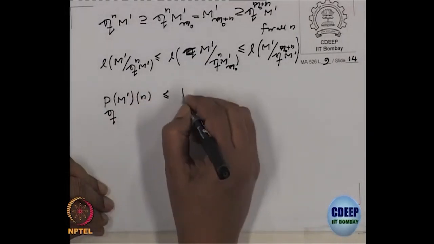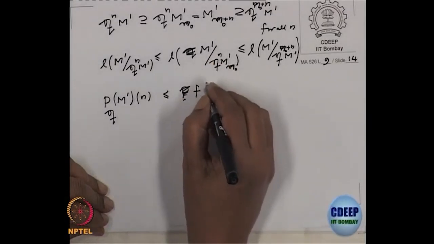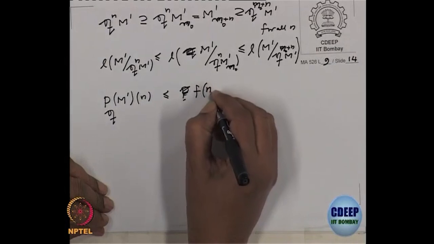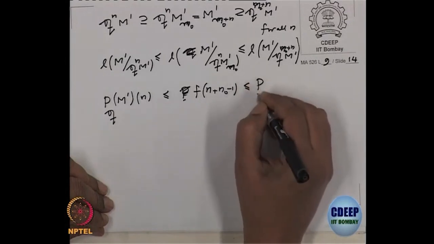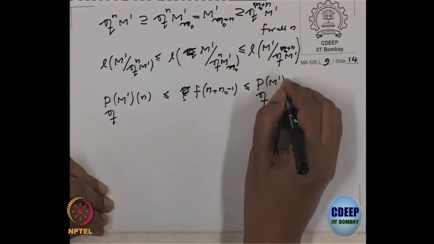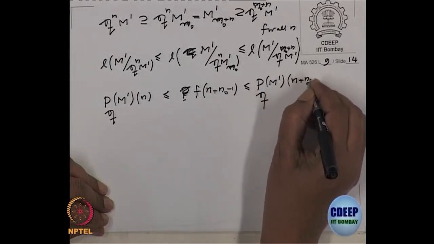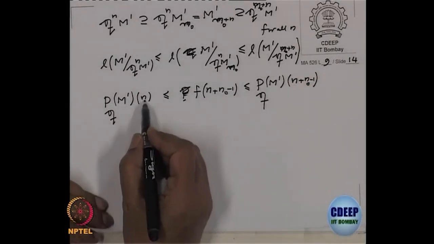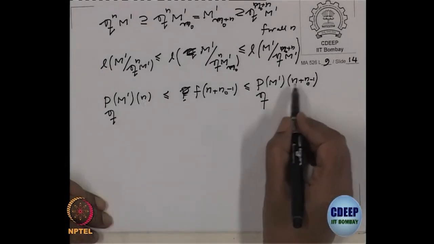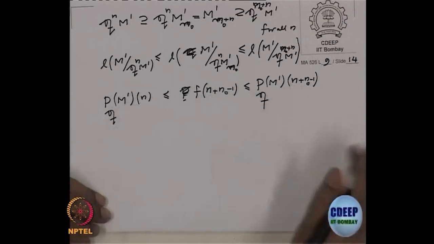This is less than or equal to, this is not P, this is F, F of n plus n naught minus 1, and this one is P_Q m prime evaluated at n plus n naught minus 1. So, this is a polynomial in n. n naught is fixed, so this is a translated polynomial. Therefore, this is caught in between that. So, that proves the claim.